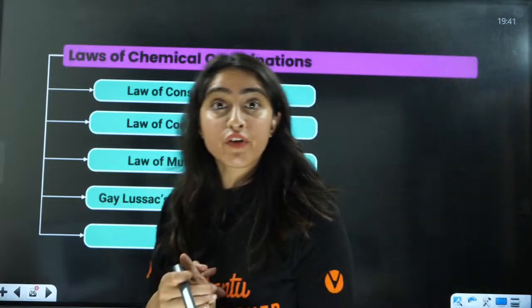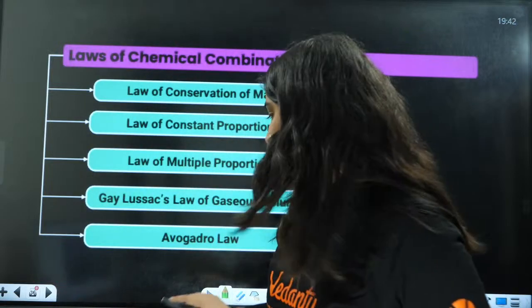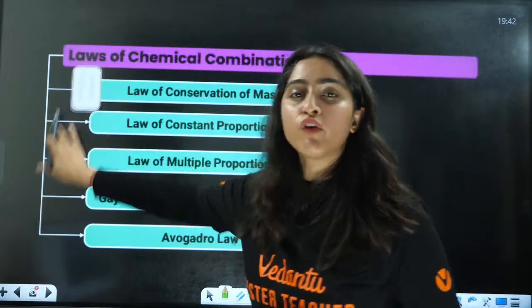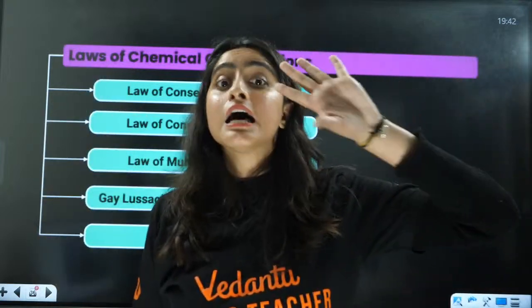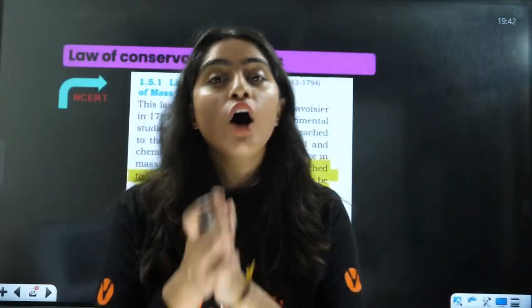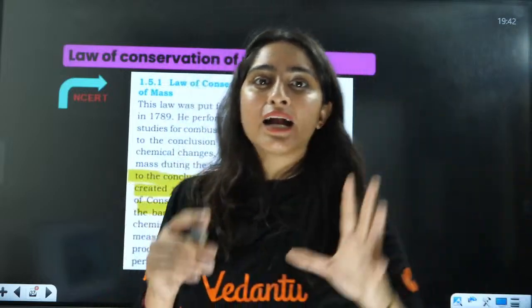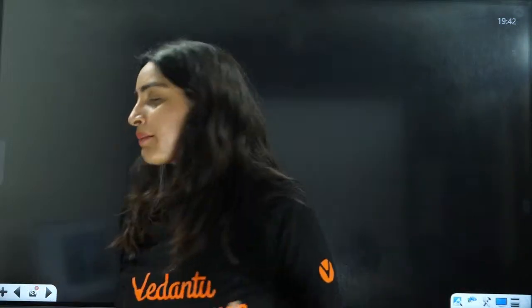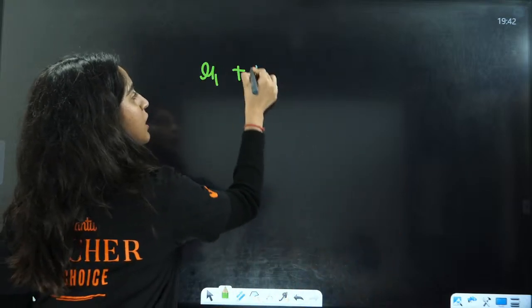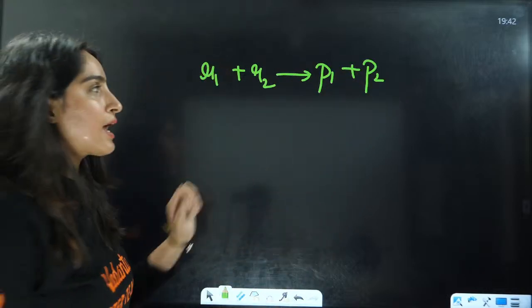Now we have the laws of chemical combination, from where questions are asked in your exams. Right? Okay. For the laws of chemical combination, we have 5 laws. First, we have the law of conservation of mass. We used to do it in earlier classes also. For example, I am talking about a reaction where R1 plus R2 are the reactants, and we have P1 plus P2. Okay.